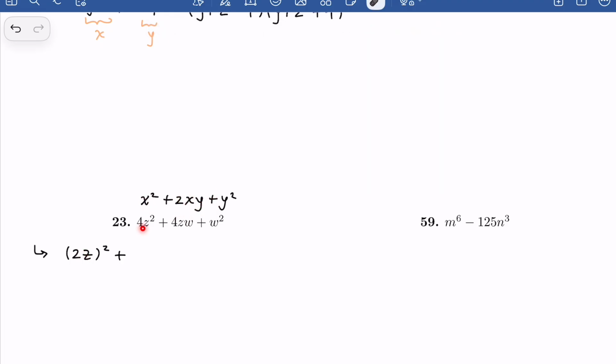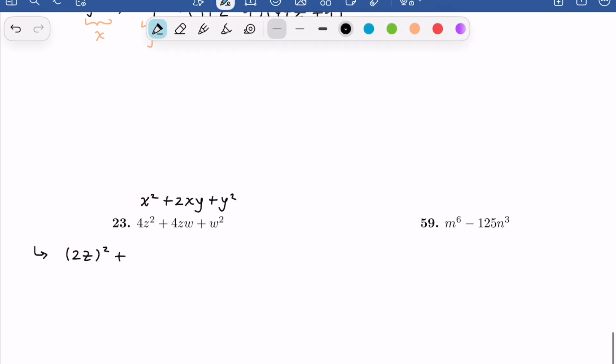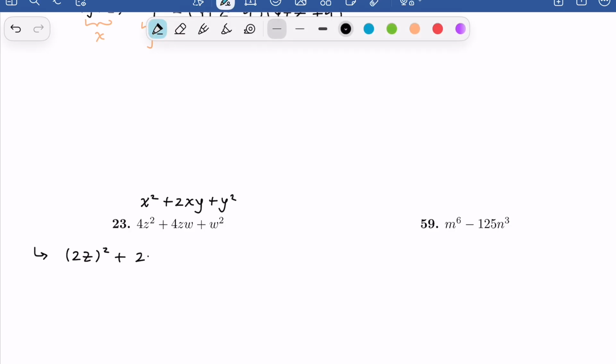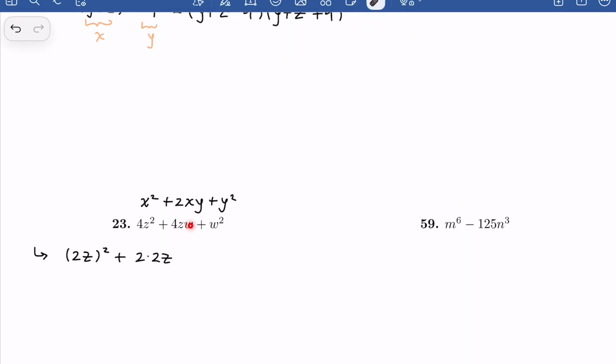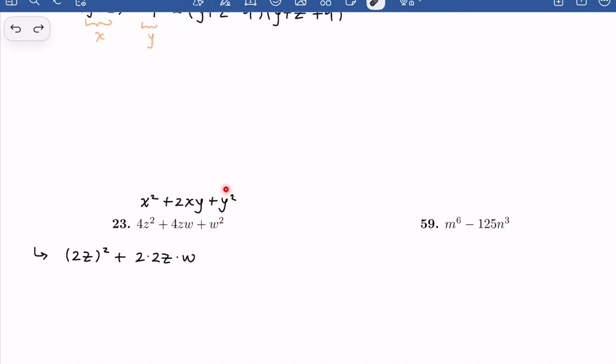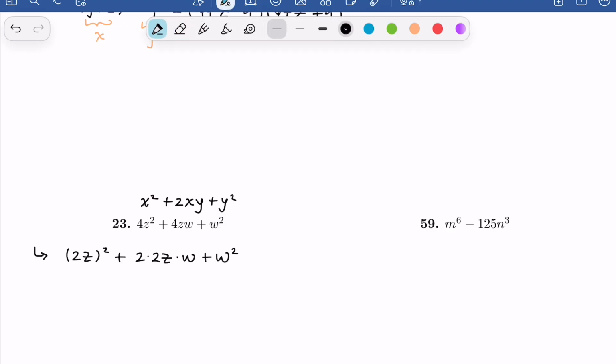It's already kind of clear to us that our x is going to be 2z, and we have a 4 here. So let's pull out a 2 to represent this guy. And we know that our x term here is going to be 2z, so we're going to multiply this by 2z. So that must mean our y value is going to be w. And that's going to be confirmed with this last term here. We have w squared, and we know that our last term is going to be this y squared. So we can just write this as w squared.